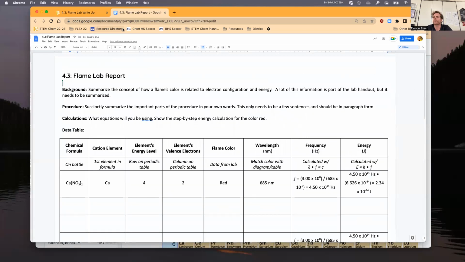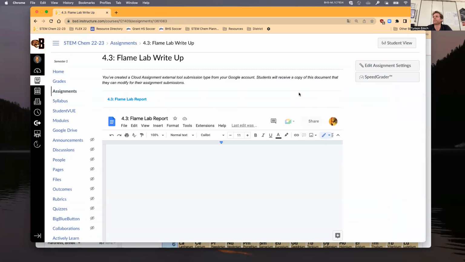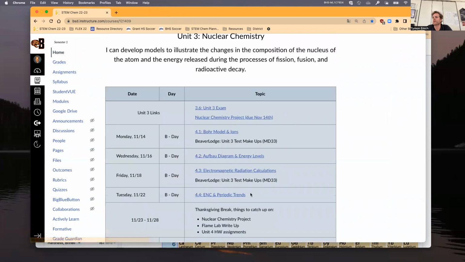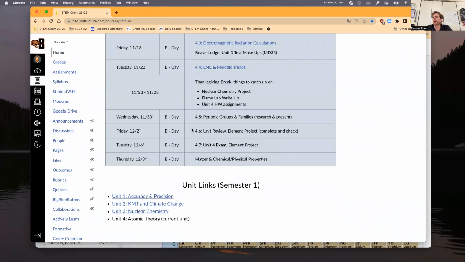Once it's all done, you go back to this page and there's a blue submit button and you hit that. I am going to make this due probably on Friday of next week. So that means you have from today about 10, 11 days to do it.